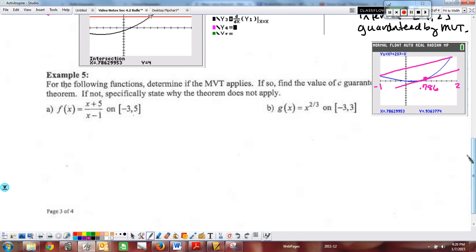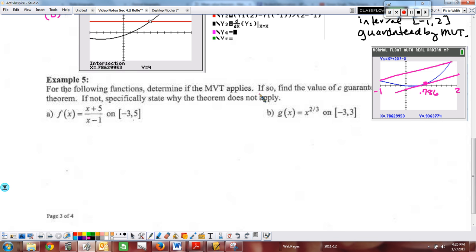Now, example 5 here, we're going to determine if the mean value theorem applies. A, are we guaranteed to have a place where the slope of the tangent is the same as the slope of the secant? And then if it does, find the value of C and work from there. Now, this is going to be a no calculator. Let's take a look at this first one. We have a rational function. We're looking at the interval -3 to 5, and what you should immediately look at is the fact that you have a non-removable discontinuity at x equal to 1.